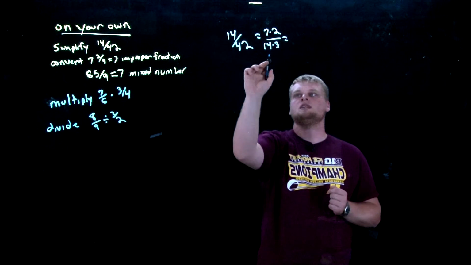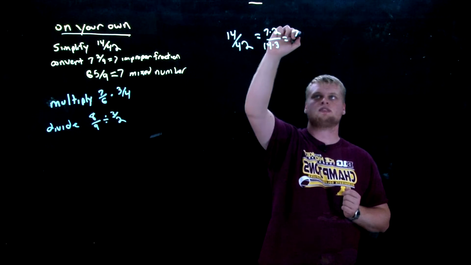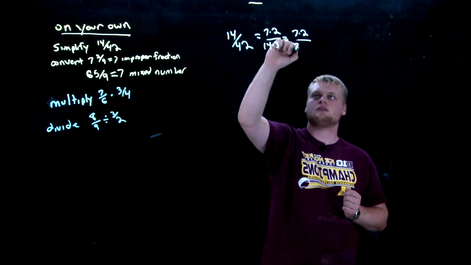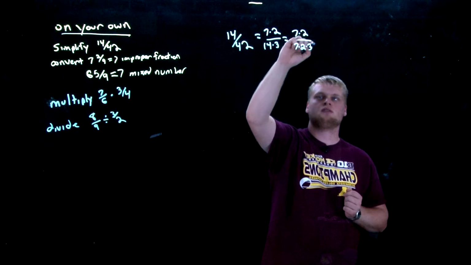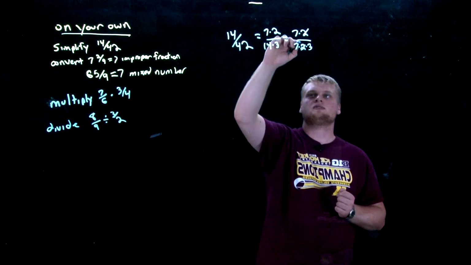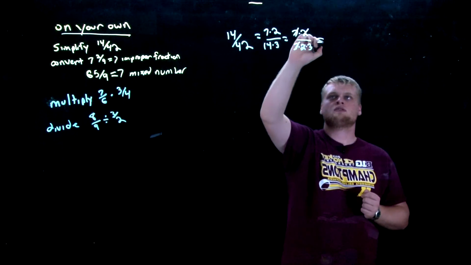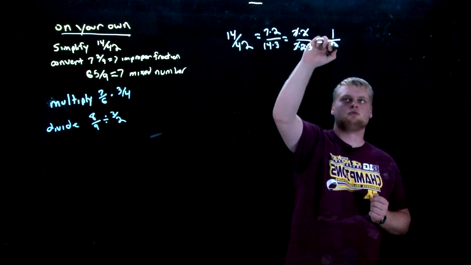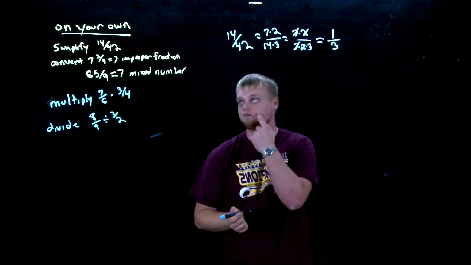But you notice that 14 can be broken down even farther. 7 times 2 on the top, 7 times 2 times 3 on the bottom. Now, as you see, the 2's cancel out, and the 7's also cancel out. So when you simplify this, it reduces to 1/3 in its lowest terms.